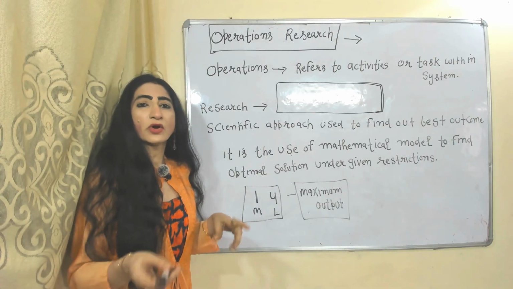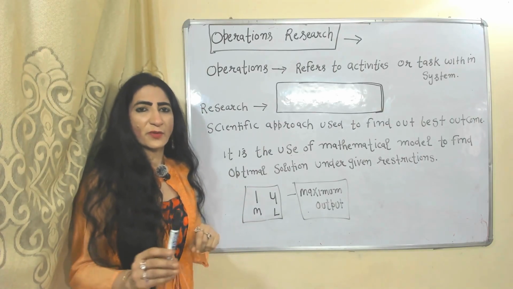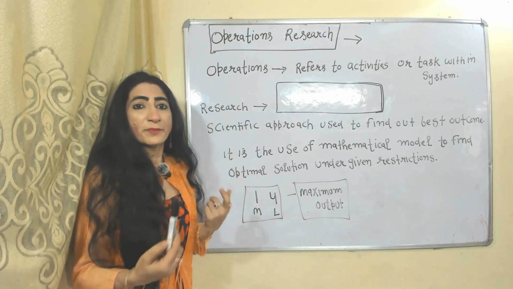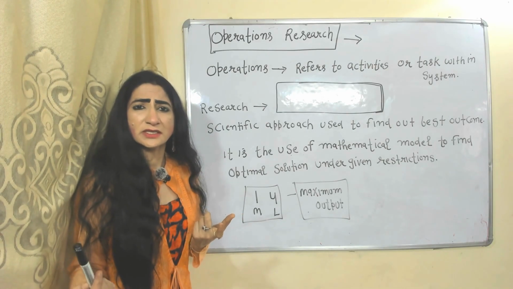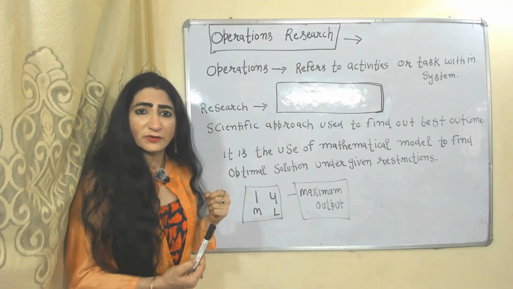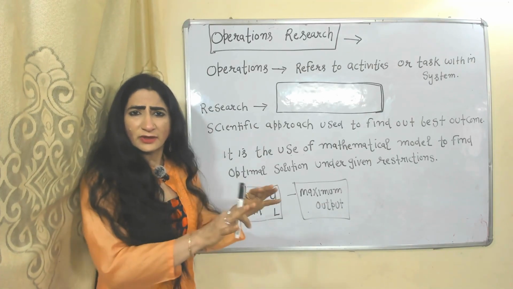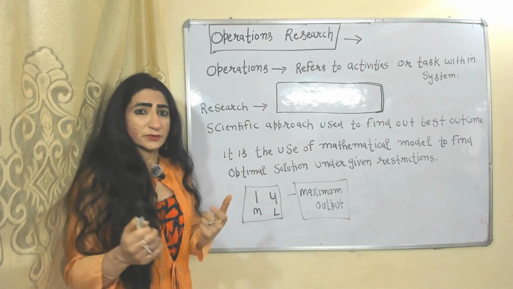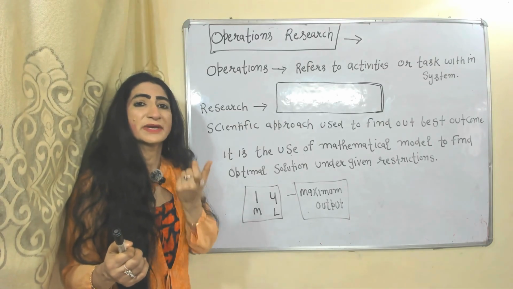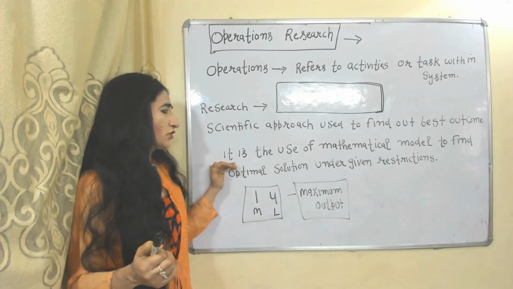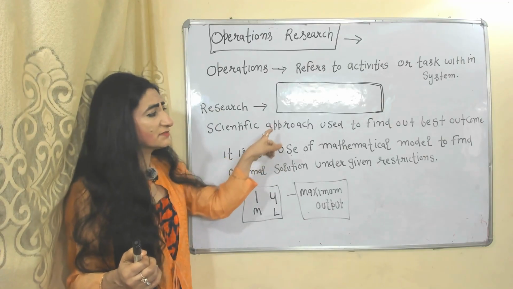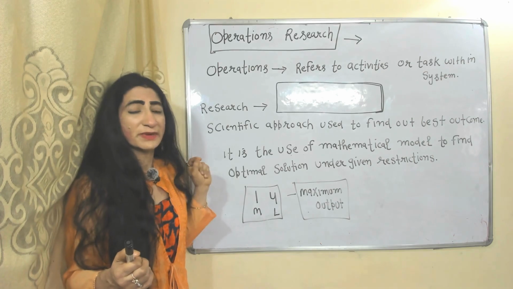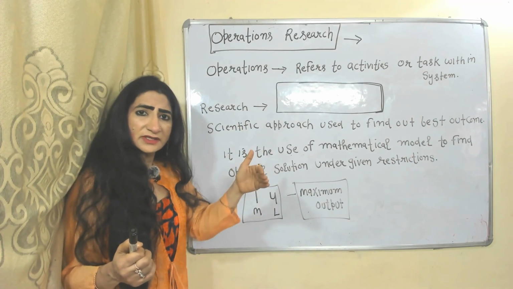Today we are going to talk about fundamental concepts of operation research. Operation refers to activities or tasks. For example, manufacturing activities will be called our operations. And research refers to the scientific approach which we use in order to find out the best outcome. In short, operation research uses a mathematical model to find out the best solution under given restrictions.